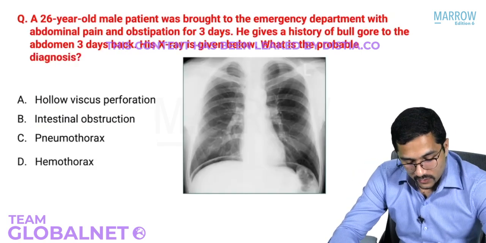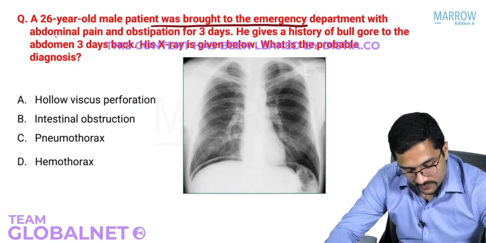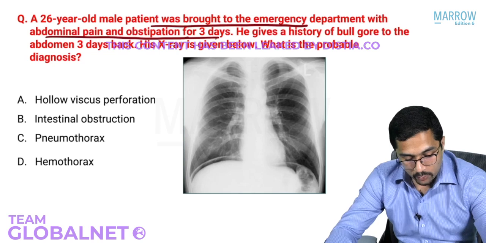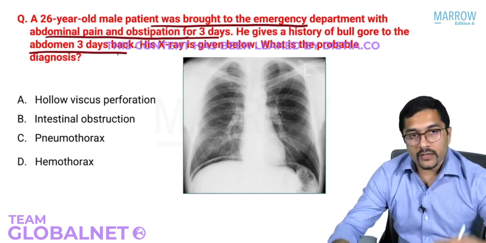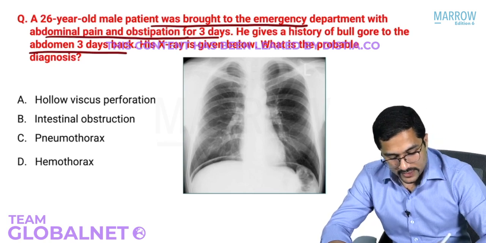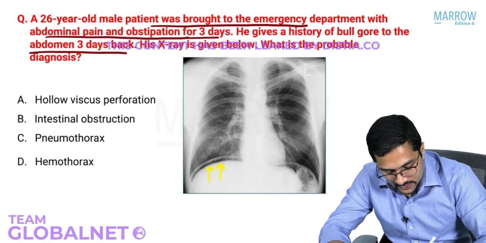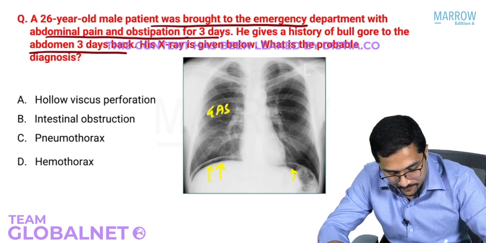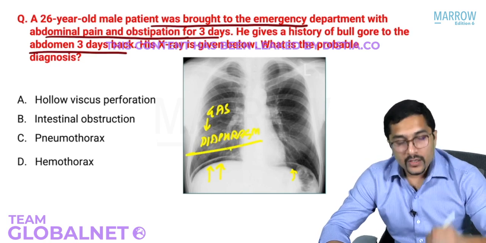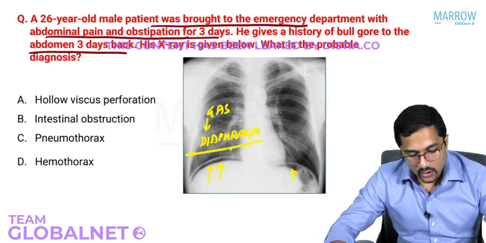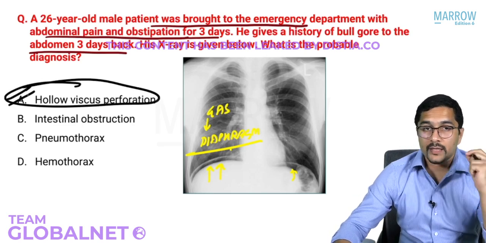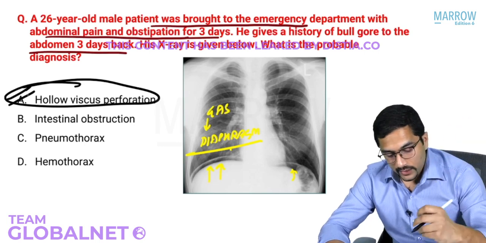A 26-year-old male was brought to the emergency department with abdominal pain and obstipation for 3 days. He gives a history of bull gore injury to the abdomen. A bull hit his abdomen. X-ray shown below. What is there in the X-ray? We've discussed this so many times. This is gas under diaphragm. And gas under diaphragm, we know, is a sign of hollow viscus injury. When there is hollow viscus injury, we have to carry out an emergency laparotomy. Surgery has to be done in these patients.